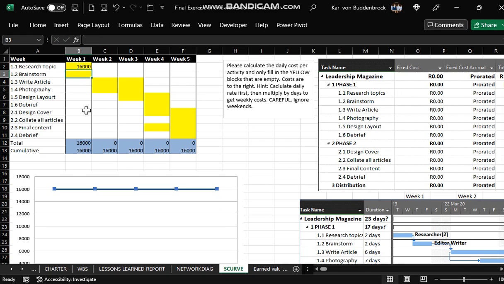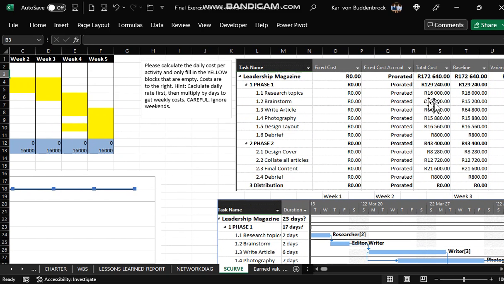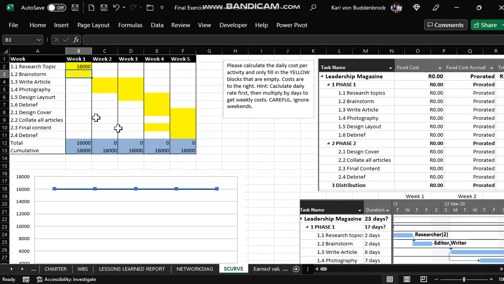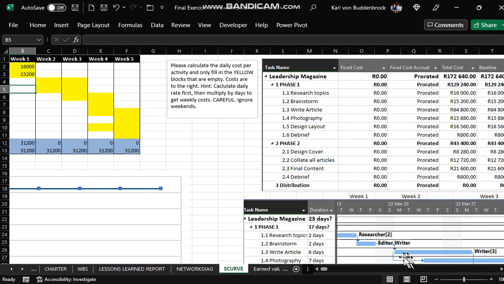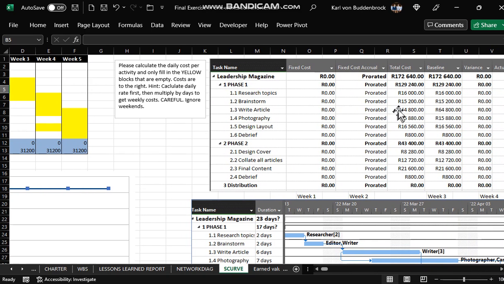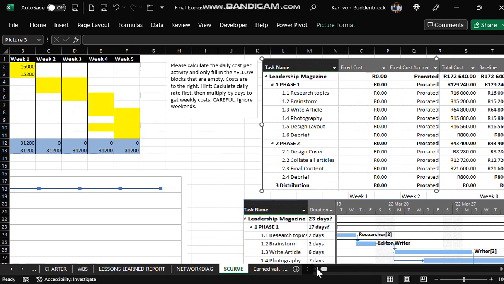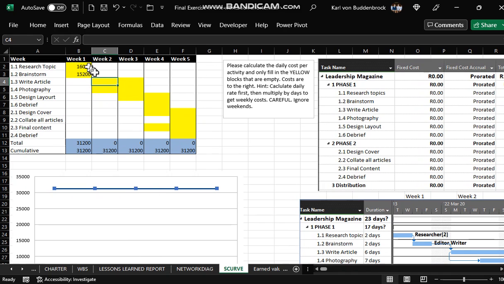Then brainstorm would be 15.2, as I recall. Brainstorm 15.2. It's also completed within the first week. So we'll put brainstorm in there, 15.2 over there. And then we need to move on. And of course, write article extends over this week and the following week for 1 day. So then you need to work out the daily cost and multiply that by 5 in order to get a particular number there. And you will populate all these numbers down here and it will automatically generate here.